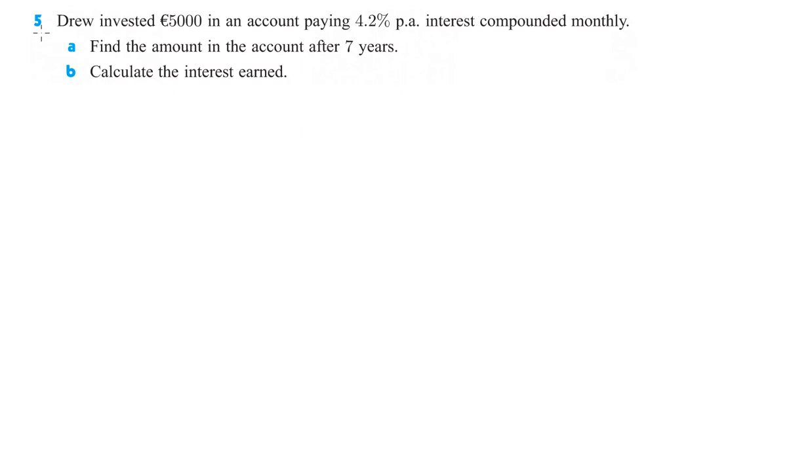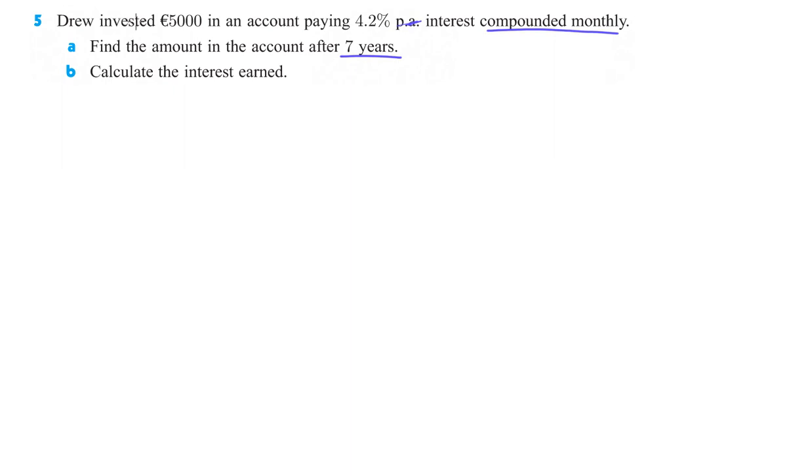Okay, first one we're going to start with here is number 5. Drew invested 5,000 euros in an account paying 4.2% interest compounded monthly. Find the amount in the account after 7 years, and then Part B, calculate the interest earned.